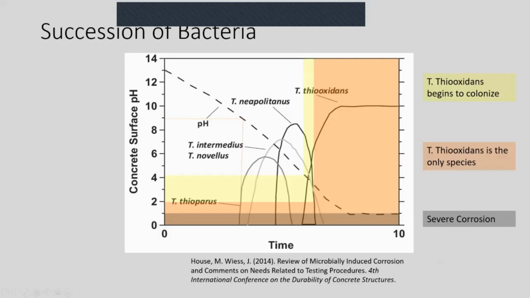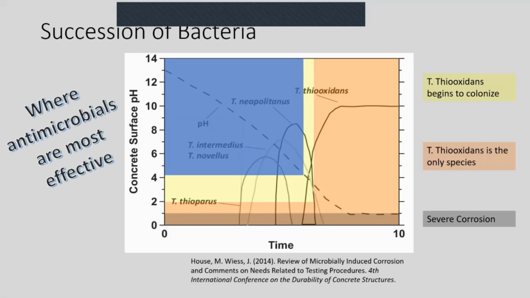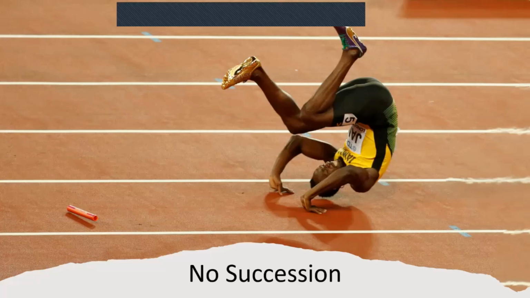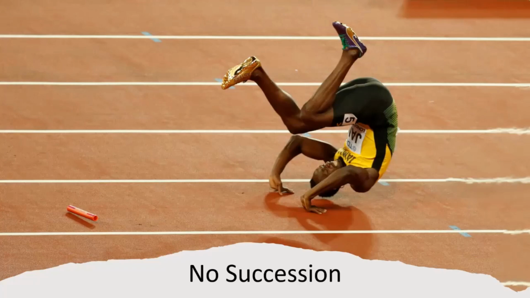So again, I go back to this picture, and I want to clarify and make sure that it's clear to understand that this is the zone where antimicrobials are the most effective. They're most effective at pH above 4 in that neutrophilic bacteria zone. They're stopping that bacteria from progressing. The whole idea there is that if you stop those bacteria from living and thriving, then they won't move on to the next stage. So it'd be like Usain Bolt dropping the baton and tripping and not making it to the finish line. No bacterial succession, no microbial corrosion.